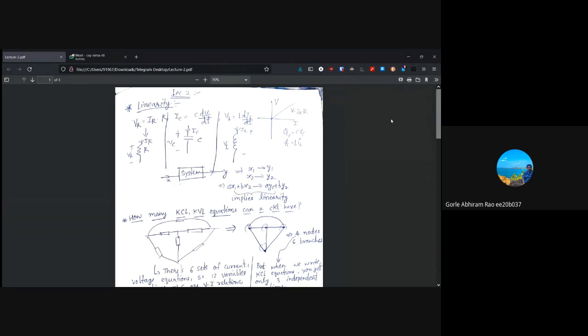A linear system doesn't necessarily mean there is a linear relationship between V and I. There can be a linear relationship between any of the parameters, like for a capacitor Q and V are linearly related, and for an inductor the flux and the current are linearly related.